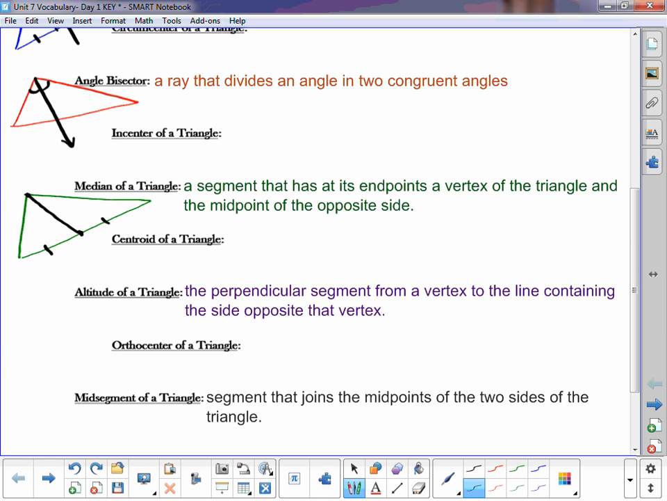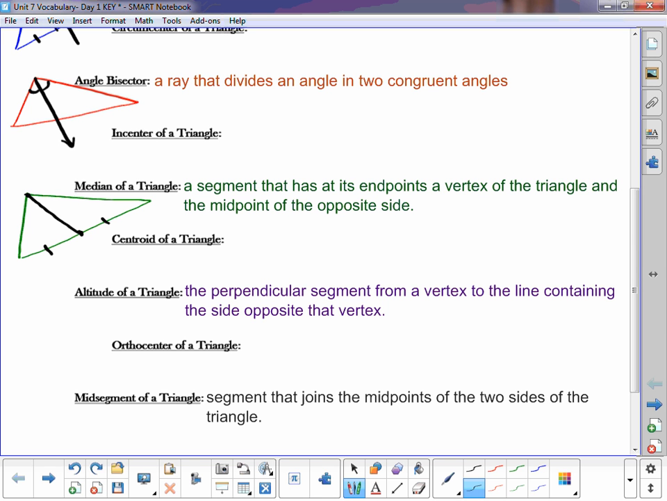No, it could be, but it does not have to be. It is only required that it connects the vertex and that midpoint. So it must cut the side in half. It does not have to cut the angle in half. Does it have to be perpendicular? No, it's not required to. It might in certain triangles, but it is not required to. It's only required to connect the vertex and that midpoint.